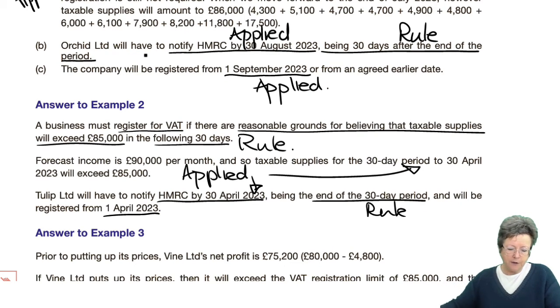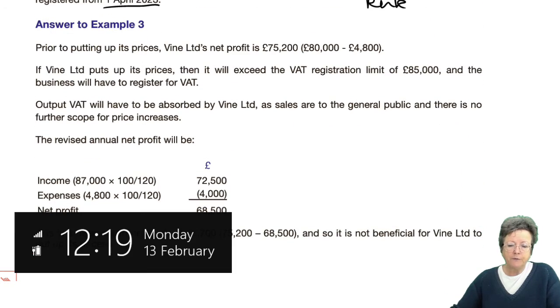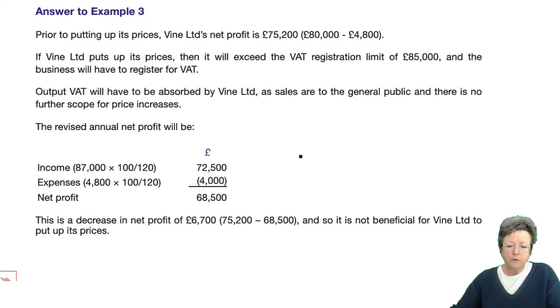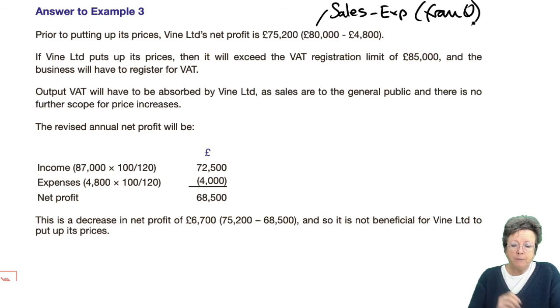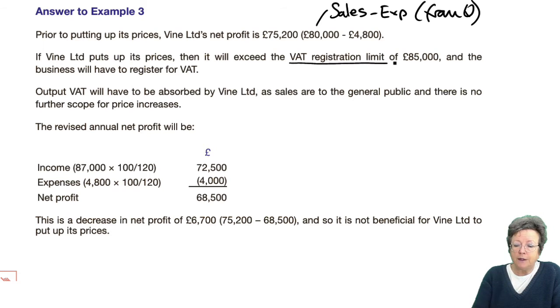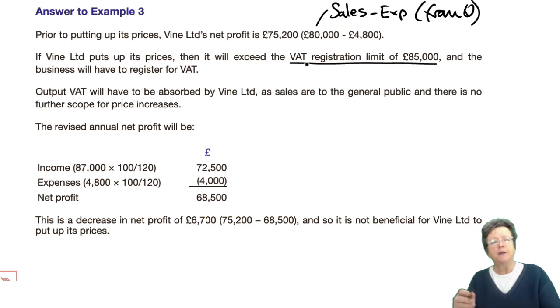Okay, so the answer: prior to putting up their prices, their profit was 75,200, being their sales less their expenses. That's come from the question. If they put up their prices, they will exceed the limit. Okay, state the obvious. Now, sometimes you think, well, that's too simple. No, you know the rule. You've stated the rule. It may seem obvious to you, but you could get marks for that.